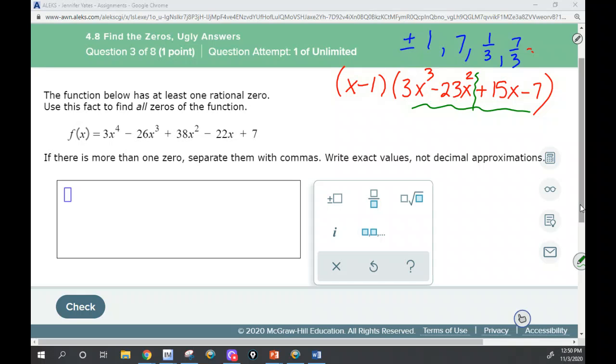Does anybody count another one for me by chance? Should we try 1 again just to see? 3, -23. Wait, so even though it worked, it doesn't work? Oh, it totally worked. Look, it totally worked and it gave me a depressed polynomial right here.